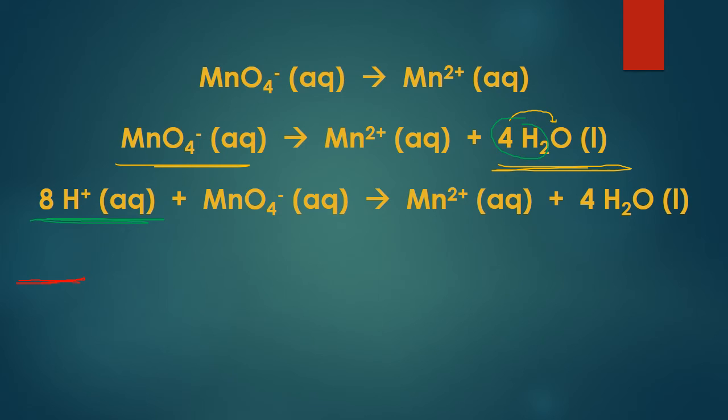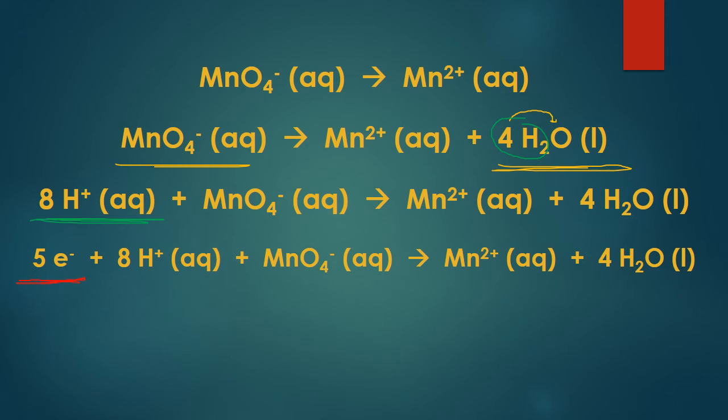Now we see we have 8 hydrogens on one side of the equation, so we need 8 hydrogens on the other side of the equation. And so we just simply put 8 hydrogen ions. Where do these hydrogen ions come from? We are in an acidic condition. So that means we can add these H plus ions when necessary.